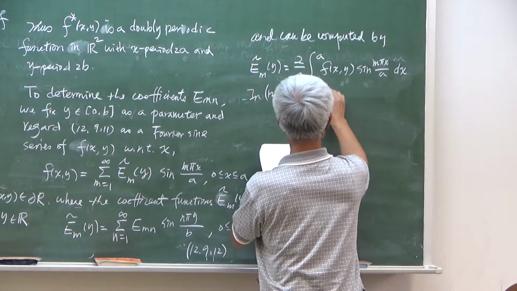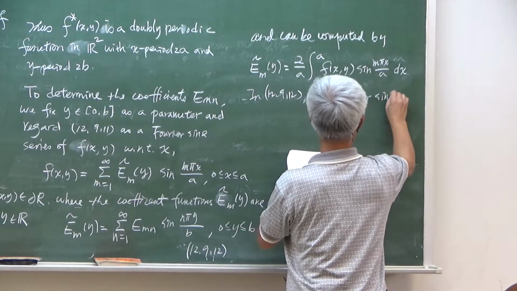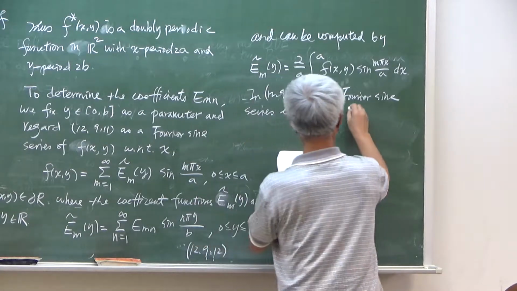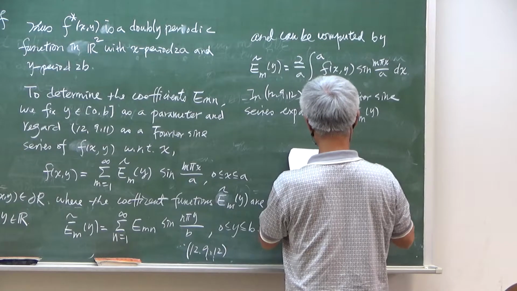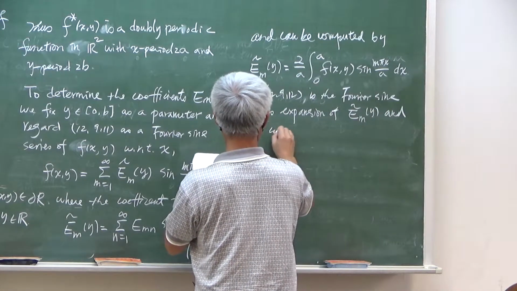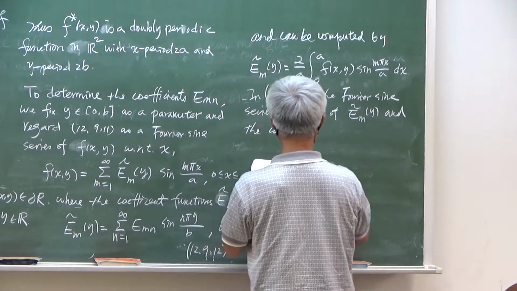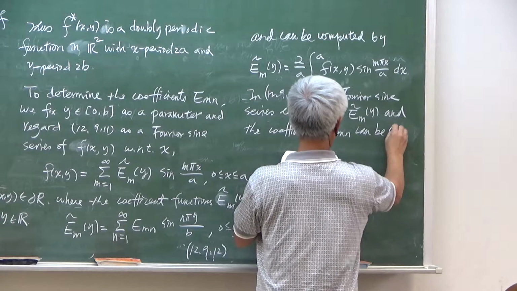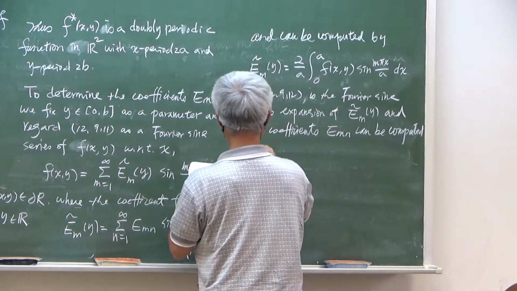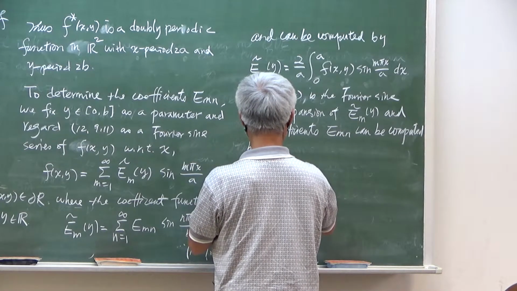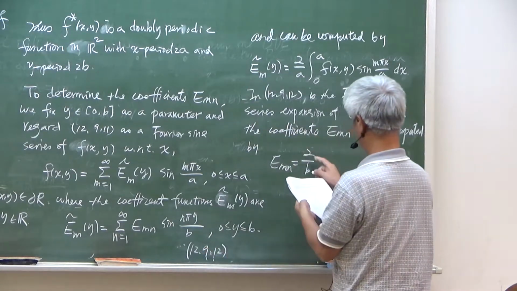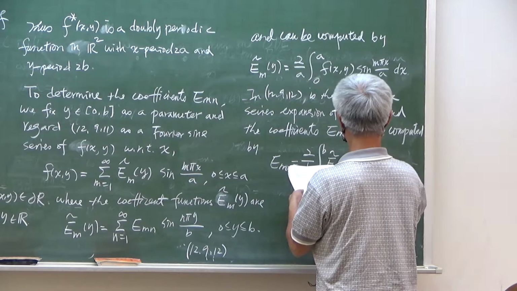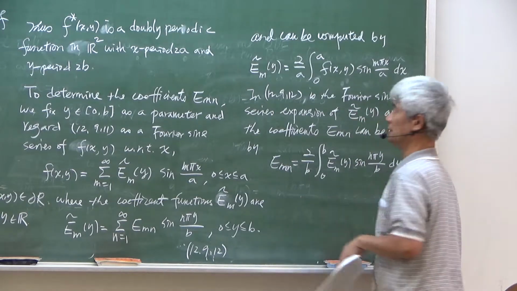In here is the Fourier sine series expansion of E tilde_m(y), and the coefficients E_mn can be computed by E_mn equals 2 divided by b, integral from 0 to b of E tilde_m(y) sine(n pi y / b) dy.